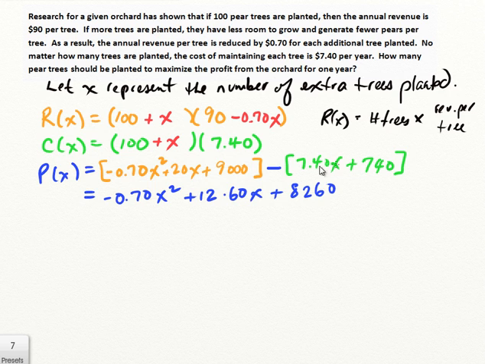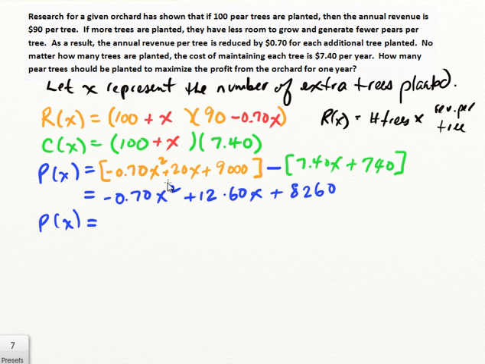Okay, well, if I could just take this profit equation and rewrite it into vertex form, well, we'd be away to the races because I could just read the vertex right off. So I'm going to use completing the square to rewrite this in vertex form. And I'll go through the steps fairly quickly.